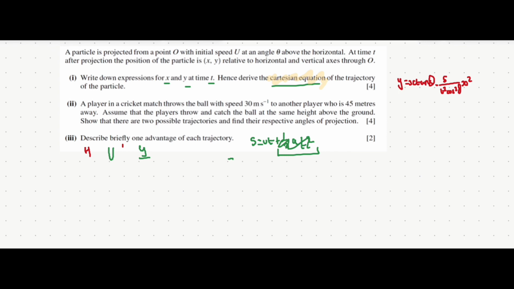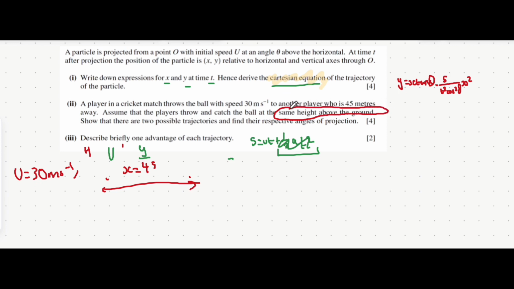A player in a cricket match throws the ball with a speed of 30. Okay, so straight off the bat, it's told you that the initial speed u can just be replaced with 30. Let's write down as much information as we can extract from this question. To another player who's 45 meters away. If two players are 45 meters away, that's the horizontal distance between them, or what we introduce as x. So we can say x is equal to 45.